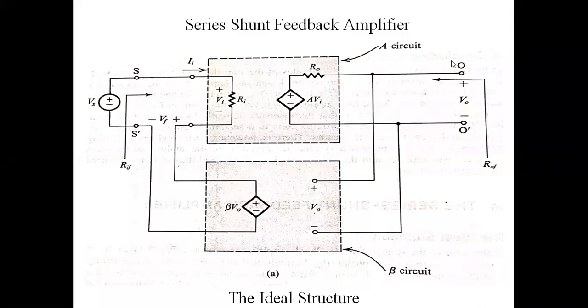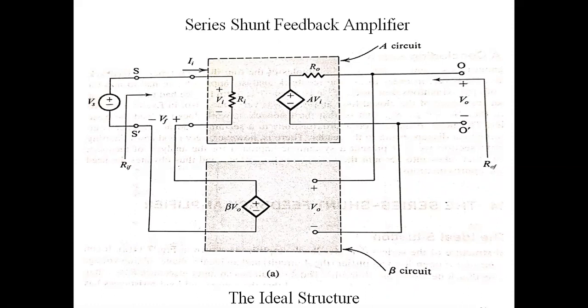Good morning, students. In today's class, we are going to study series shunt feedback amplifiers. The ideal structure of this series shunt feedback amplifier is shown here, and it mainly consists of a feedback network and an amplifier circuit. It is a beta circuit and an A circuit, and it is basically a voltage amplifier circuit.